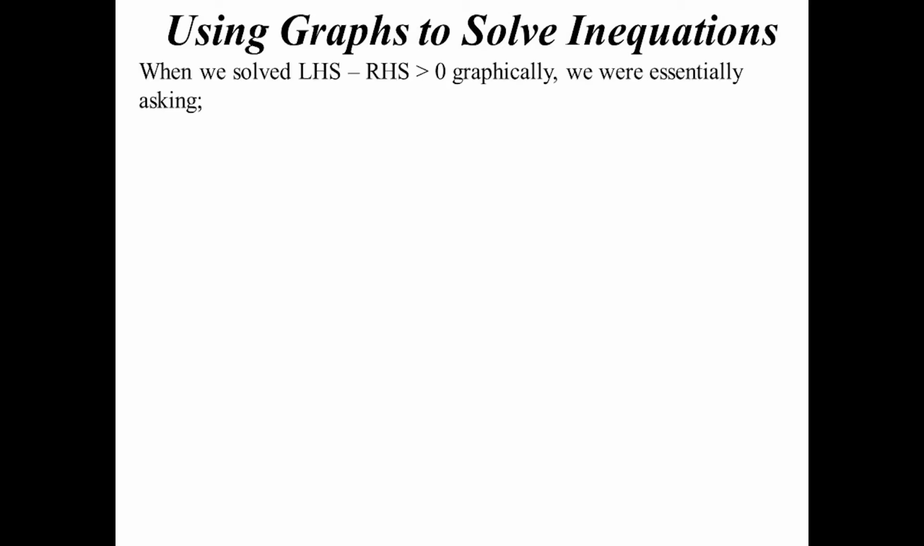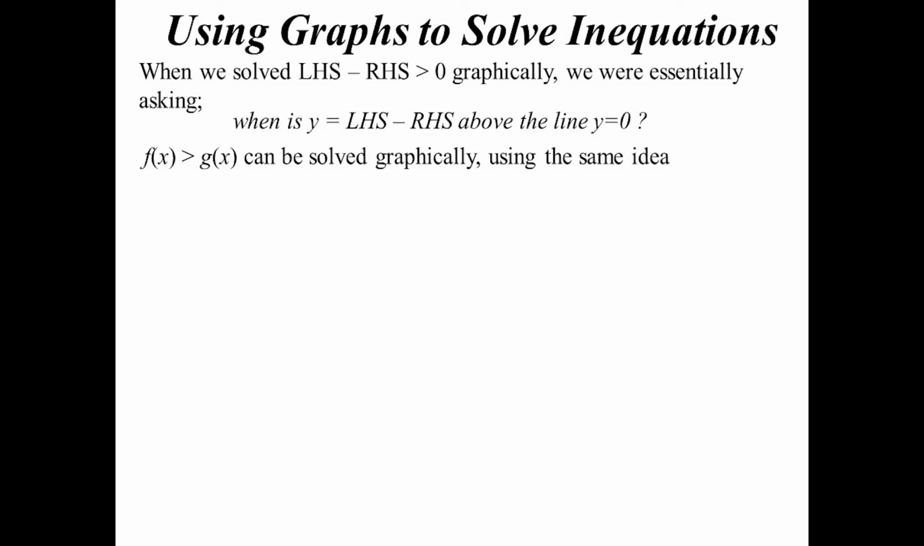Okay. Graphs. Can be handy if you've got the graph. If you haven't got the graph, not necessarily the most efficient way of doing it, unless it's a simple graph, of course. So back again, as I say, when we looked at left-hand side minus right-hand side, when we look at it graphically, we're essentially asking, when is it above the line y = 0? The x-axis.